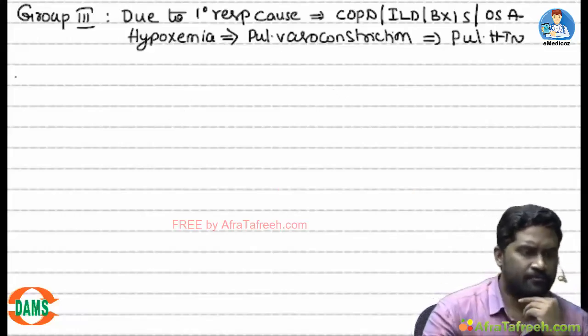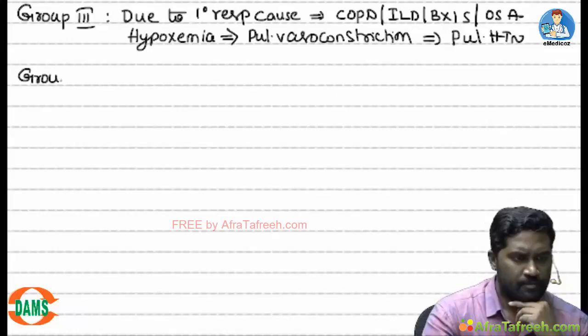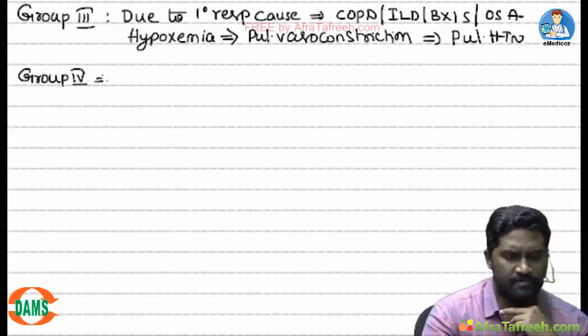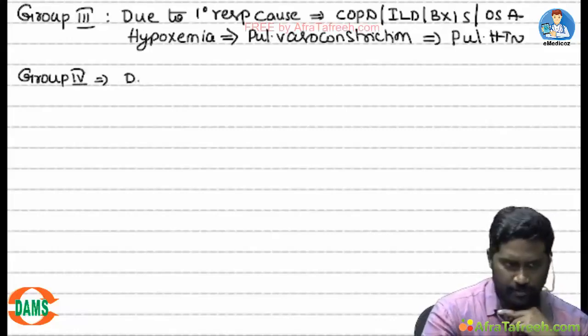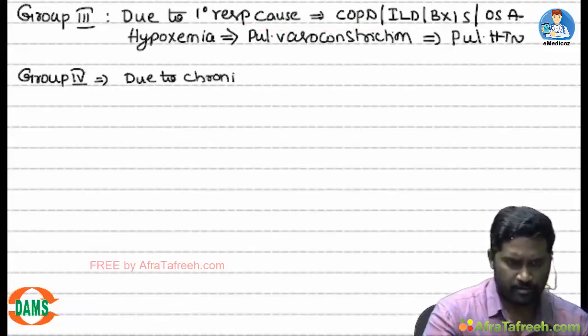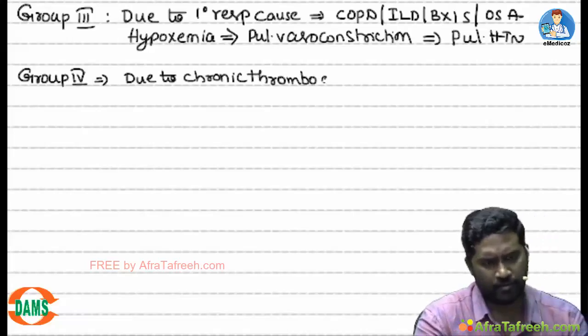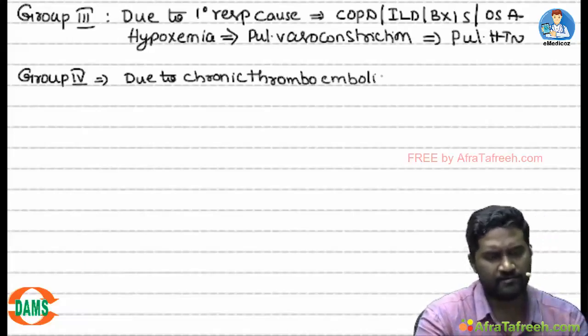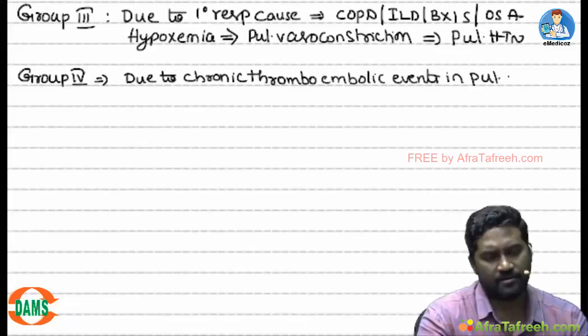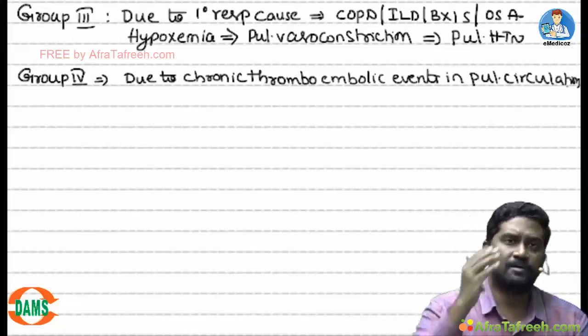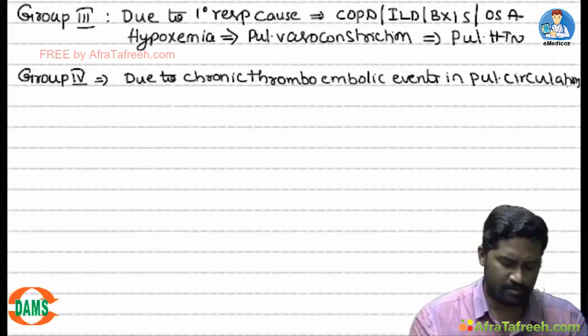Then coming to group 4. Group 4 is due to chronic thromboembolic events in the pulmonary circulation.